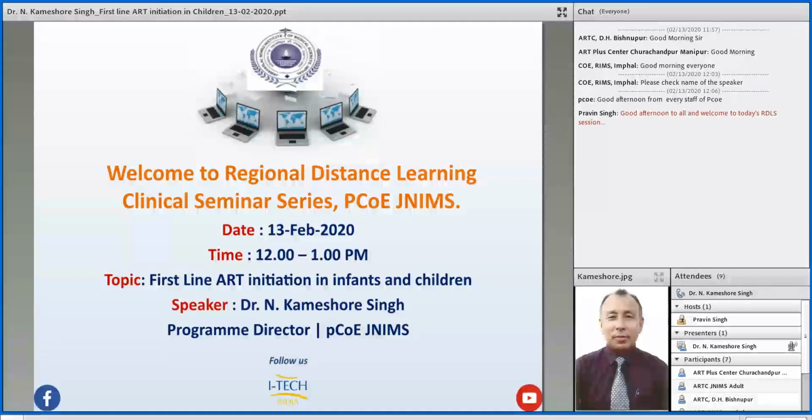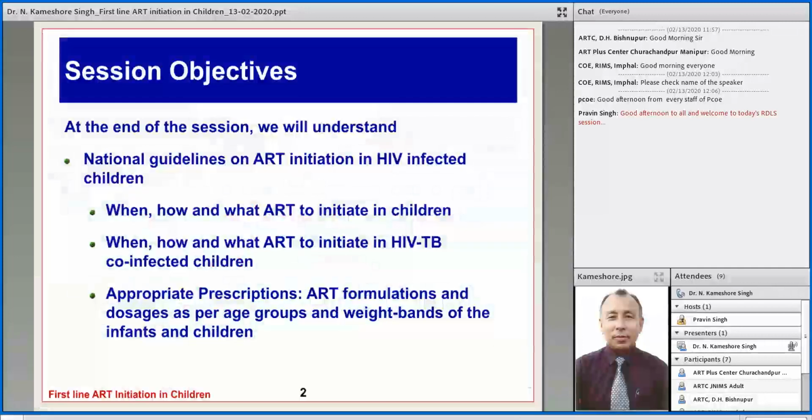For the introduction. Good afternoon, ladies and gentlemen. The presentation of today's RDLS is ART initiation in infants and children. After the guideline of test and treat all, timely initiation of ART is very important in the management of children living with HIV/AIDS. So, in this session, we'll discuss this initiation, and at the end of the session, the participants should understand national guidelines on ART initiation in HIV-infected children. That is, to know when, how, and what ART to initiate in children.